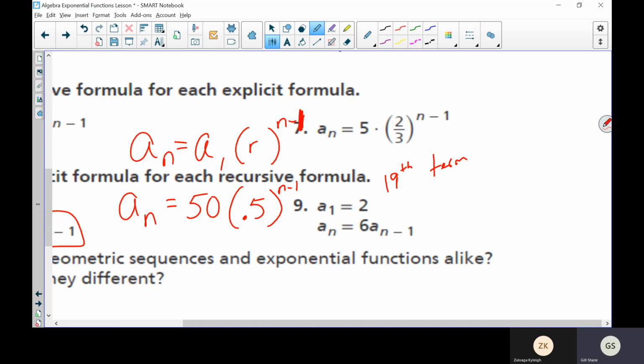19th term. Yeah, you got to do it. That's correct. But now do it for the 19th term. All you do is change one thing, or maybe 2.